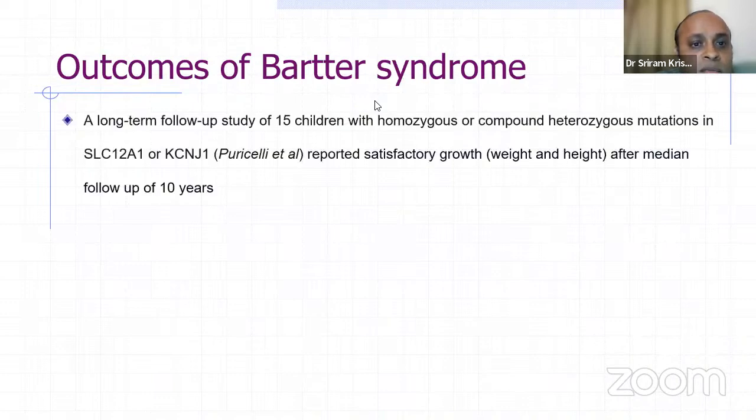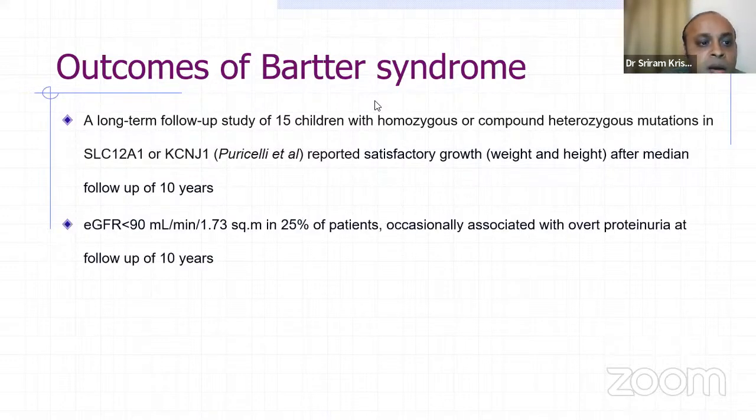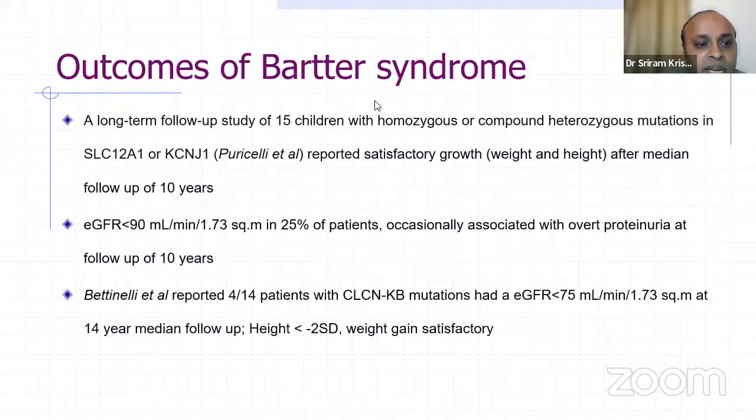So what are the outcomes of Bartter syndrome? There is one Italian registry by Puricelli et al., in which a long-term follow-up of 15 children with either a compound heterozygous or a homozygous mutation in type 1 or type 2 Bartter coding genes reported satisfactory growth after a median follow-up of about 10 years. The eGFR was less than 90 in only one-fourth of the patients, and this was patiently associated with overt proteinuria after follow-up of 10 years.